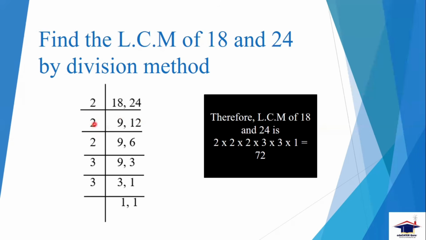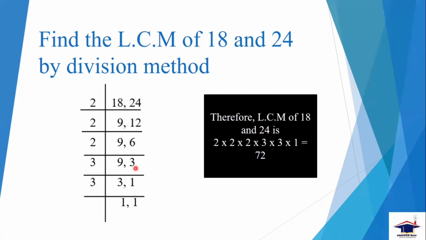Then 2 can be used to divide 12 but not 9. So write the number 9 as it is and divide 12 by 2. 2 6s are 12. Then 2 3s are 6. Write the 9 as it is. Then the remainders are 9 and 3. So here you cannot use the prime number 2 to divide either 9 or 3.